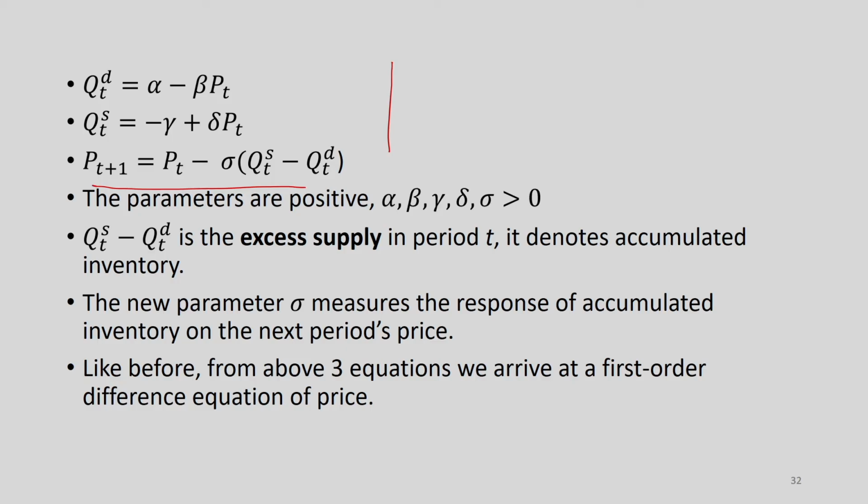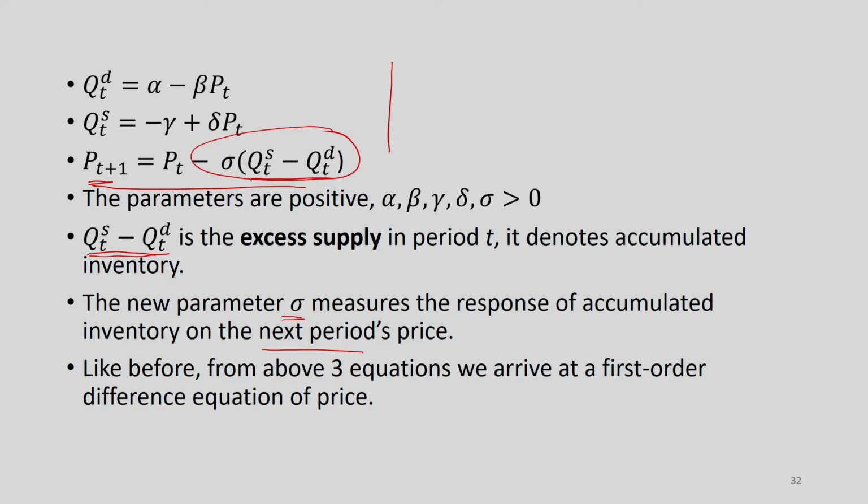The parameters are all positive, alpha, beta, gamma, delta, sigma. Q s t minus Q d t is the excess supply in period t. This denotes the accumulated inventory, the part of the production that is not sold, that will go to the inventory. So, this is that accumulation of inventory, and the new parameter that we have introduced here is sigma. It measures the response of accumulated inventory on the next period's price. So, this is where the lag is coming. So, if there is accumulated inventory, Q s t minus Q d t is positive, then that is going to affect the price in the next period.